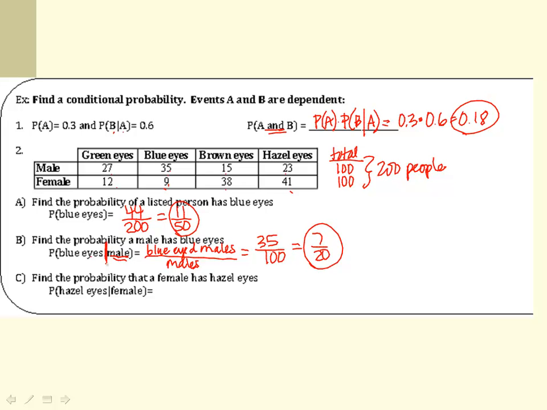So same thing for C. How many females have hazel eyes? That means I'm looking for hazel-eyed females out of the number of females. So how many are hazel-eyed? There are 41 out of the total 100 females, and this probability can't be reduced, so we leave it here. And so this is kind of the idea of a dependent. It just means that it's been affected in some way. I'm condensing my sample size.